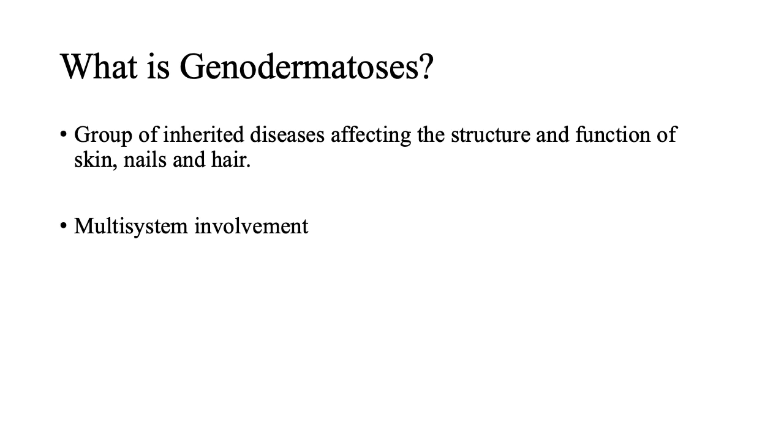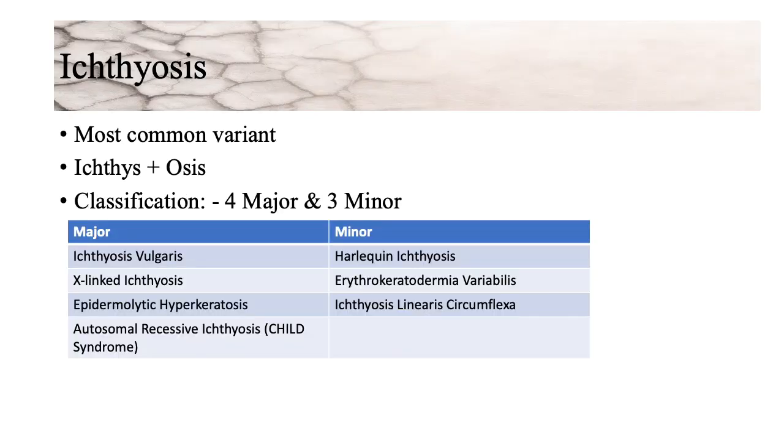Greetings everyone. Today we will be discussing genodermatosis or congenital diseases of the skin. Genodermatoses are a group of inherited diseases affecting the structure and function of skin, nails, and hair with or without involvement of other organs. There are various conditions enlisted in this group, and I will be discussing some common variants or the conditions which show characteristic dermal findings.